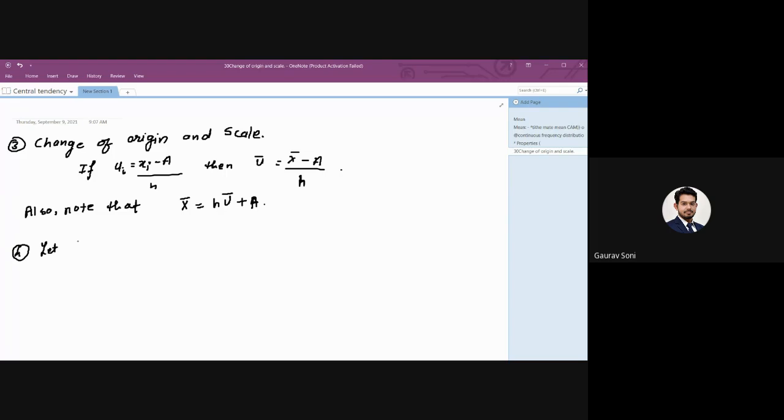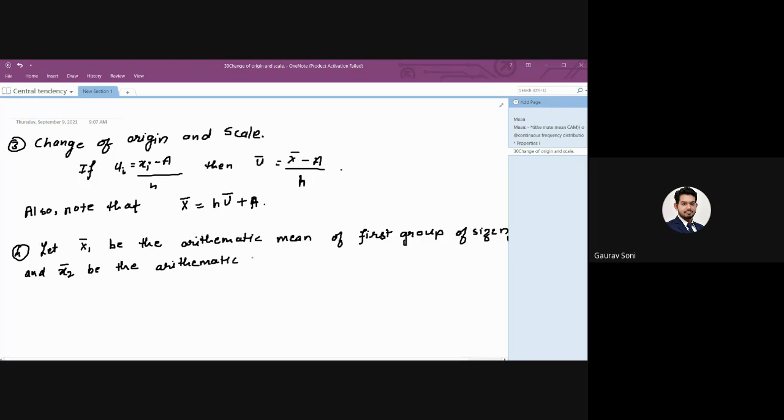Let x1 bar be the arithmetic mean of the first group of size n1, and x2 bar be the arithmetic mean of the second group of size n2.